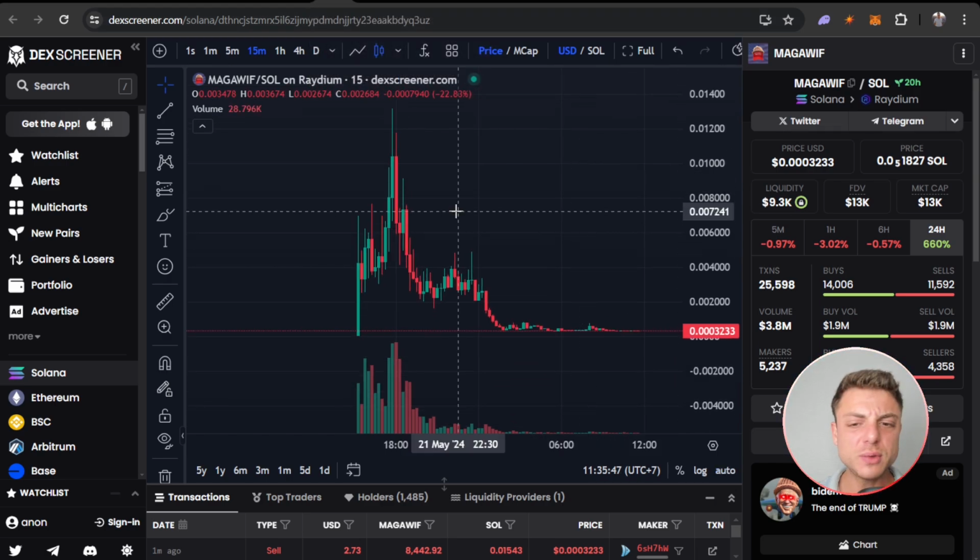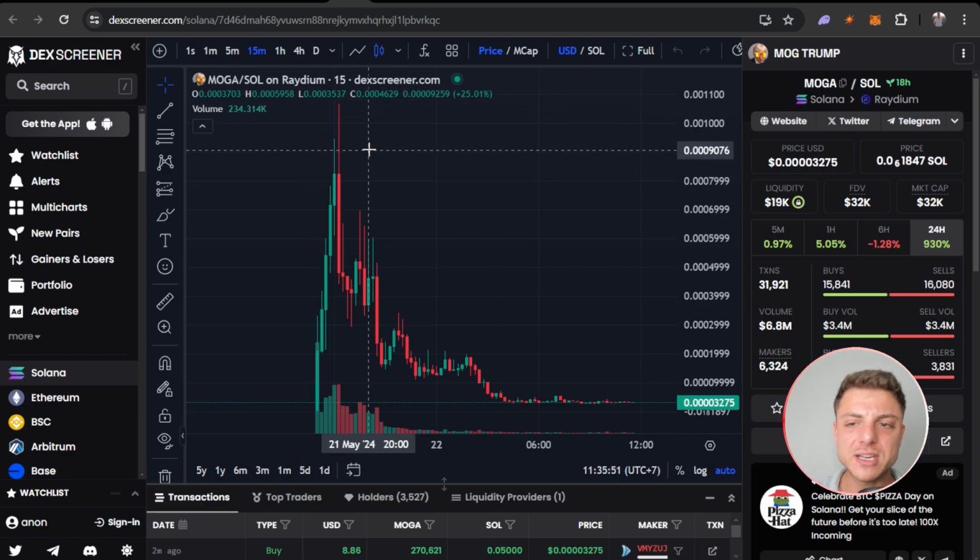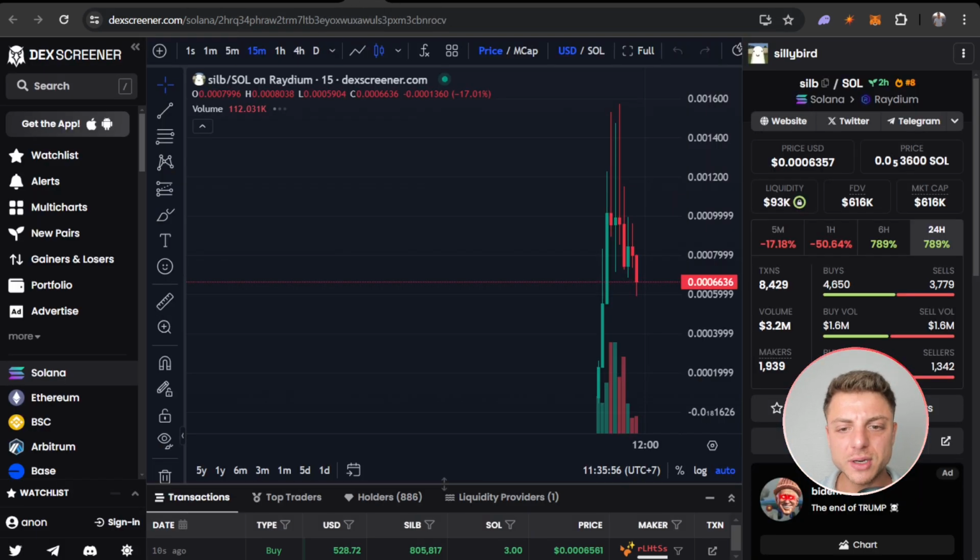Same with this one. Here with this particular one, same thing. We don't need to be attached to a particular coin. We need to be finding the right setups. Even this one here, Mog Trump, no, I'm not interested. This one, I'm not interested here. Even this one, okay, a little bit more interesting.